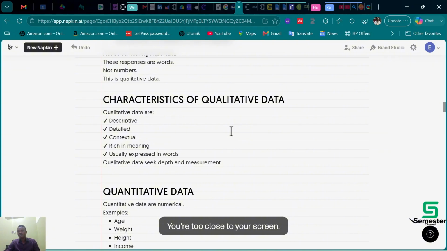So it is describing their feeling, right? And then it is also detailed, right? It is contextual. It comes within a particular context. It is rich in meaning, usually expressed in words. And so qualitative data, they always seek for the depth.